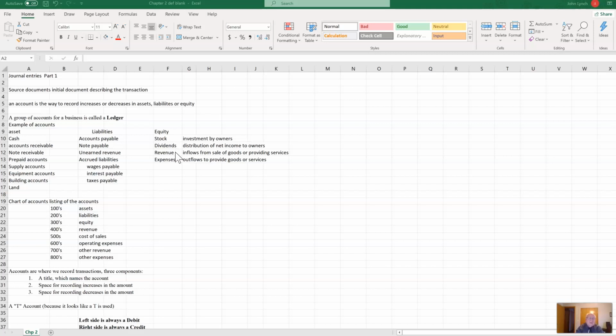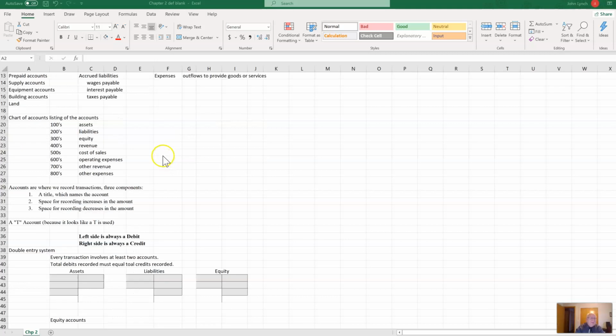Revenue is inflows from the sales of goods or services. That's what the company has earned because they've sold a product or performed a service for somebody. And expenses is what it costs you to provide those services or sell those products. Okay.